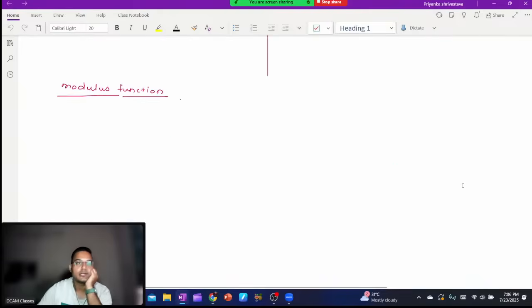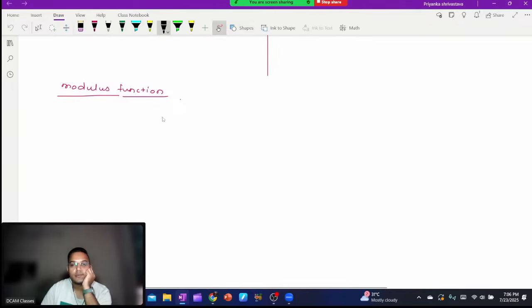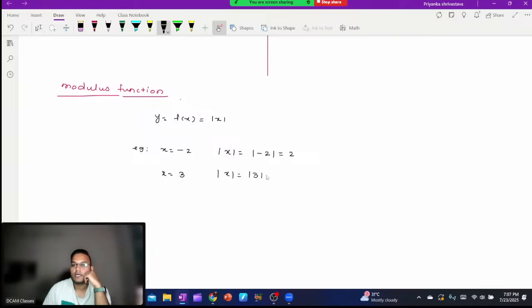Let me properly state what it is. The modulus function is defined as y is equal to f of x is equal to mod x. The basic thing is whatever you put inside becomes positive only. For example, if x is equal to minus 2, modulus x will be modulus of minus 2. The answer will be 2 only. If x is equal to 3, that's not a problem. Modulus of 3 will be 3 only.